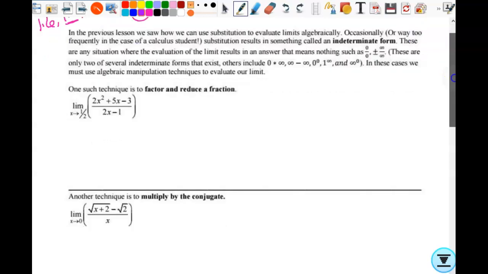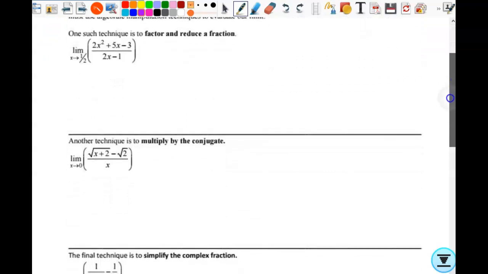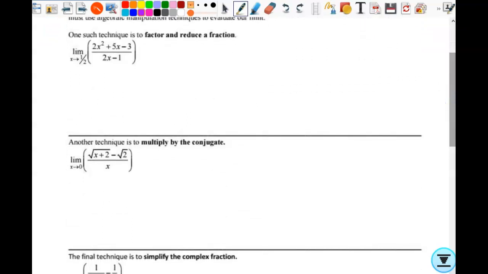What we do want to do, though, and we did some left and right type of stuff, but we also want to write, if I have a rational, the fraction, I'm going to write it as the numerator and the denominator. So I'm going to write the limit as x approaches 1/2 of 2x squared plus 5x minus 3, and the limit as x approaches 1/2 of 2x minus 1. And then we just evaluate both of those.